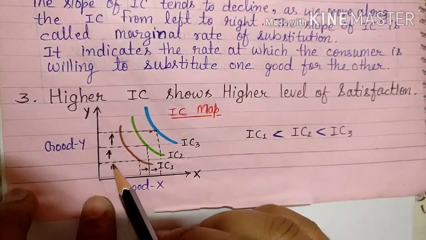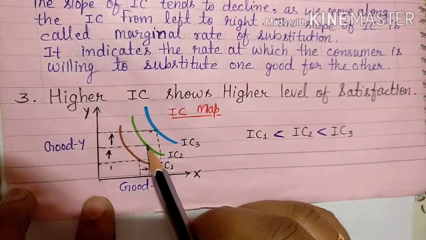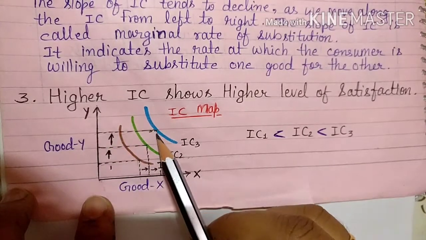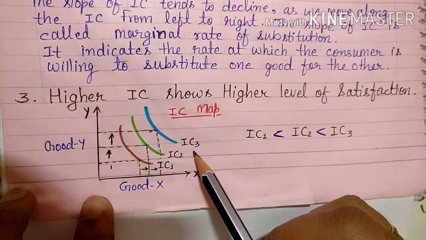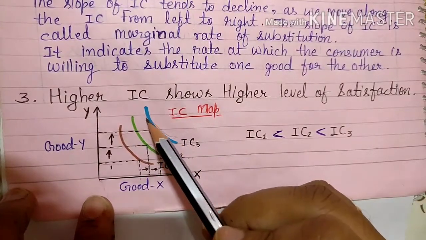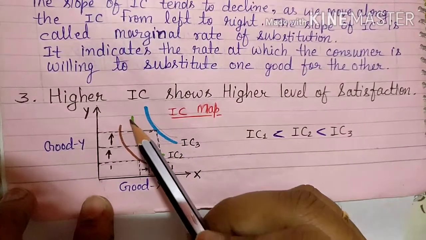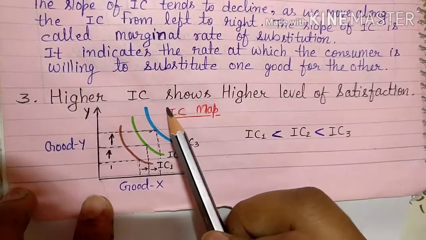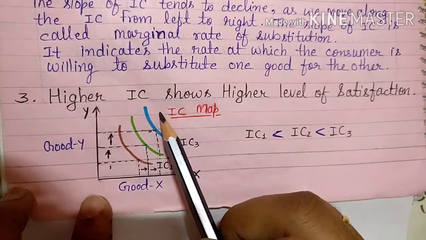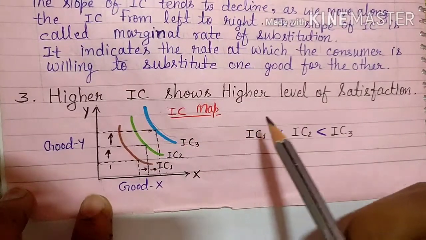Now just look here. IC1, this is the combination. Then IC2, this is the combination. Then IC3, this blue one is the combination, as you can see here. So IC3 is at the upper stage, above all of them, IC2 is in the middle, and IC1 is at the lowest. The property says that a higher IC shows a higher level of satisfaction.